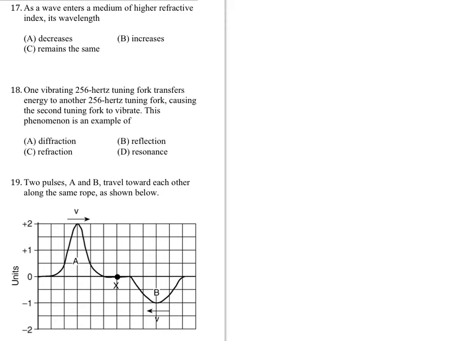Alright, number 17. As a wave enters a medium of higher refractive index, so that there is our n value. That is n. So if n goes up, what happens to the wavelength? Goes down, shortens along with its speed. So here we're gonna see choice A, decreases.